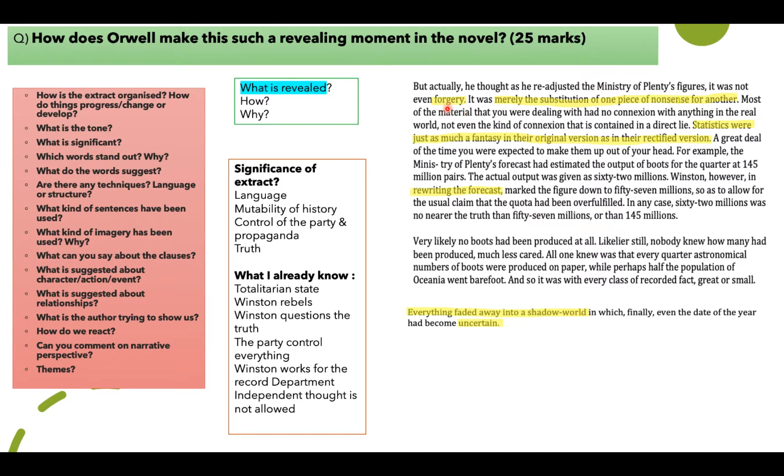To me, that word stands out, so I definitely want to comment on that. "It was merely the substitution of one piece of nonsense for another." Now, this stands out a lot because I think the word nonsense really shows me something about Winston, the fact that he's used that word. And already I'm going back to what I already know. I know that Winston rebels. I know that Winston questions the truth. So it makes sense that Winston would refer to it as nonsense.